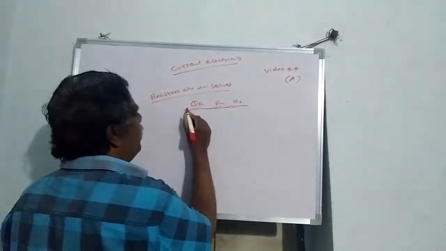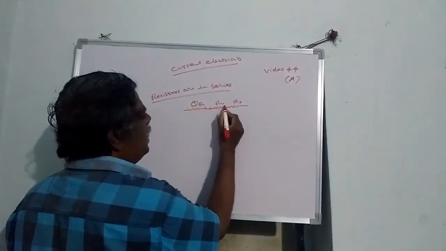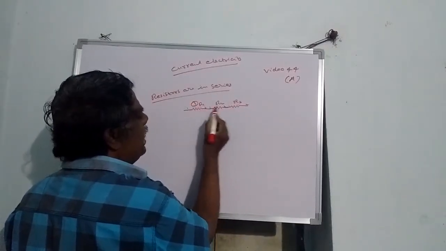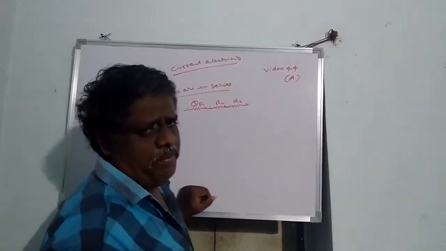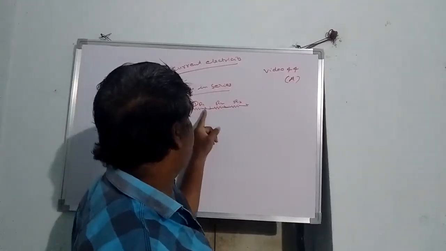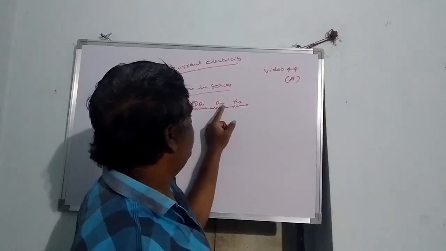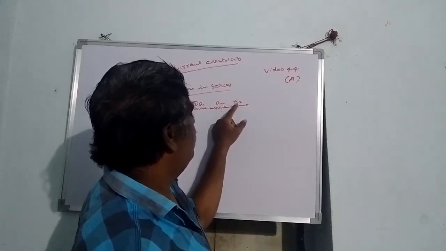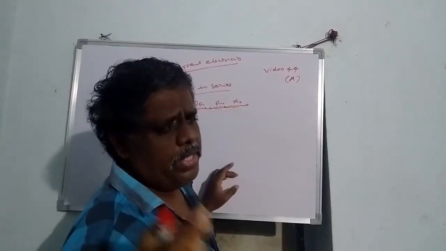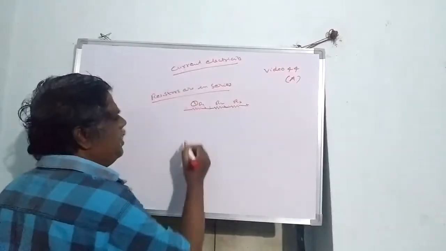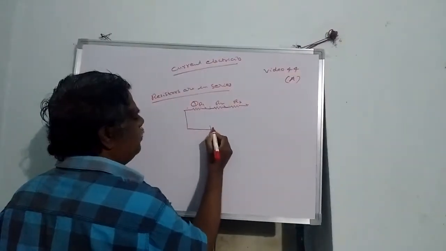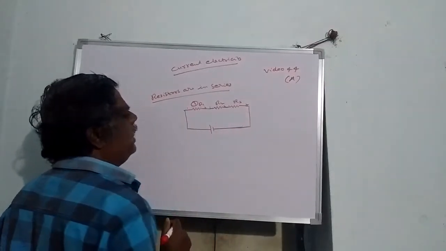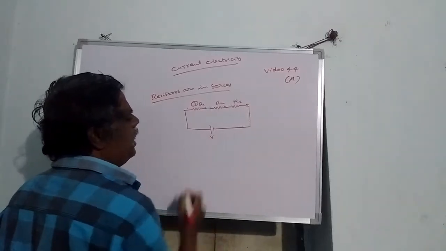Because this is the first end, second end; first end, second end; first end, second end. That means the first resistor's second end is connected to the second resistor's first end, and again the second resistor's second end is connected with the third resistor's first end, and so on. That means an end-to-end connection. If you connect resistors in this manner, the resistors are in series.